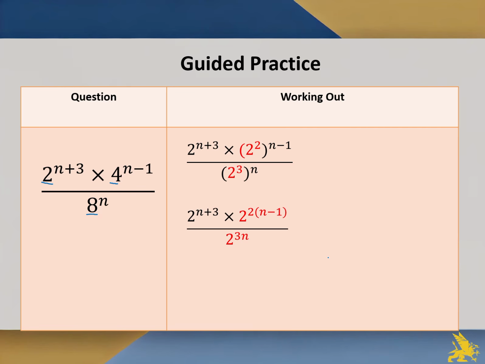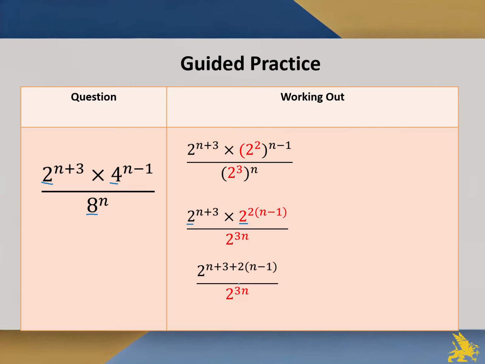So now I've got it as 2 to the power of n plus 3 times 2 to the power of n minus 1 over 2 to the power of 3n. So now my base is the same here, which means for my numerator, I can just add my powers together. This is where we need to simplify our powers.